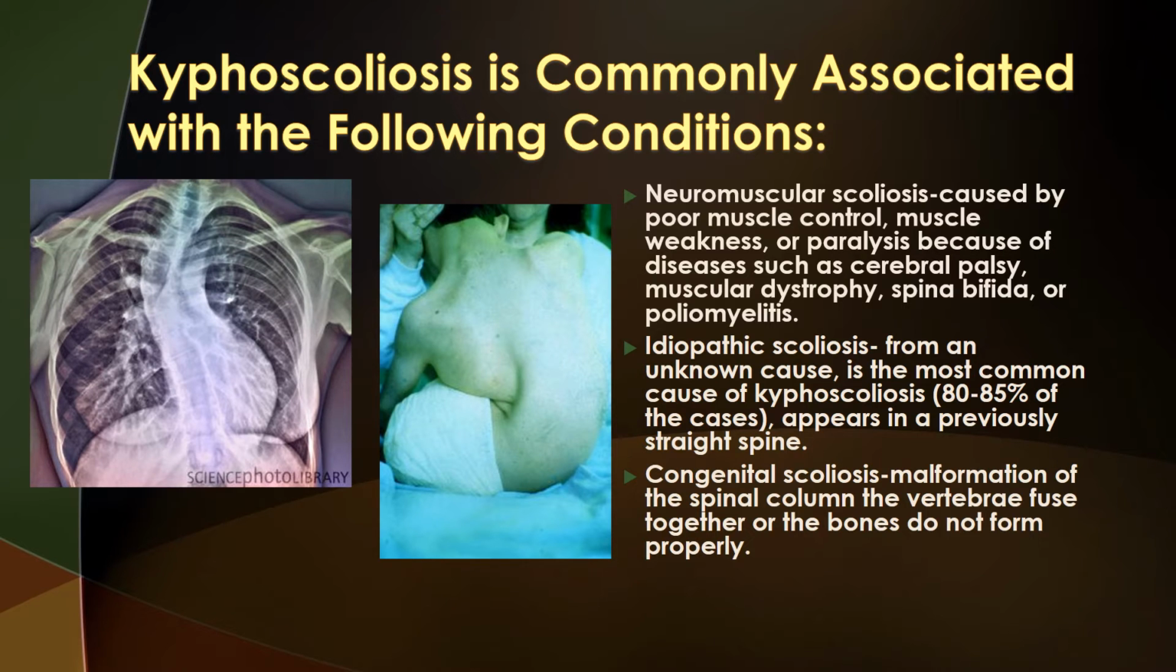As for congenital scoliosis, it is a malformation of the spinal column, where the vertebrae fuse together or the bones do not form properly. Surgical treatment may be needed at a very young age, and if it is untreated, it may eventually lead to paralysis of the lower body.